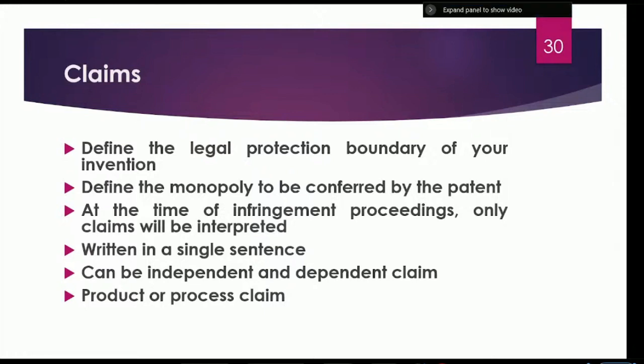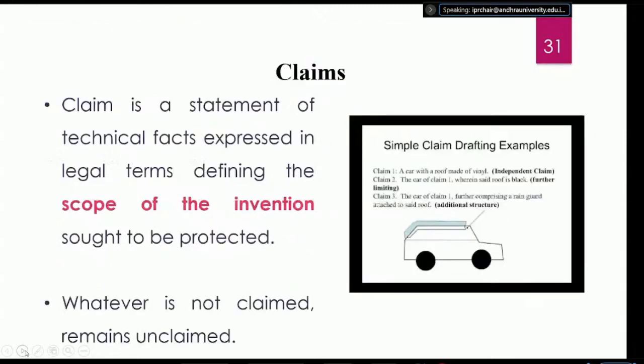There can be independent and dependent claims. It can be product and process claims. On Saturday I told you a patent can be on a product or on a process. So there can be a product claim or a process claim. This is a very simple example of a claim. A claim is a statement of technical facts expressed in legal terms defining the scope of the invention sought to be protected. Whatever is not claimed in your patent application remains unclaimed.